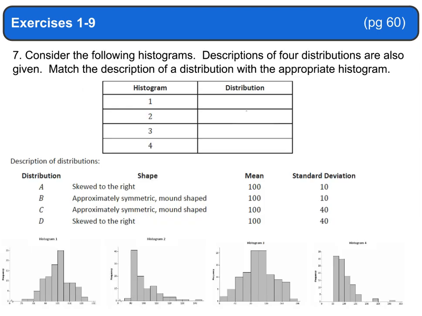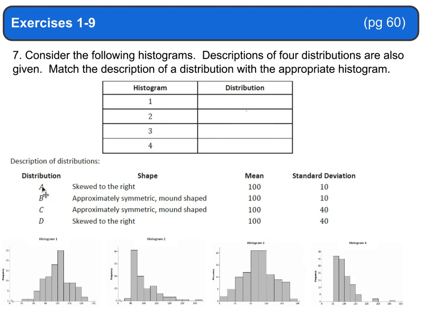Now, if we looked at number 7, it says consider the following histograms. Descriptions of 4 distributions are also given. Match the description of a distribution with the appropriate histogram. So really, they're generally asking you to take a look at each of the histograms here: Histogram 1, 2, 3, and 4.